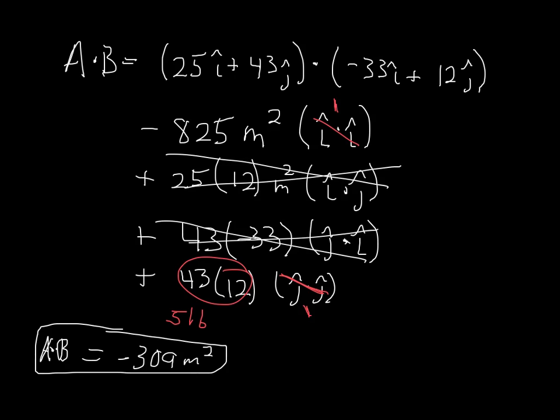How would you do that? You just multiply the magnitudes all together and then cosine of theta. Cosine of the angle between i and i would be cosine of 0, and that gives you 1. Cosine of the angle between i and j would be cosine of 90, which gives you 0.